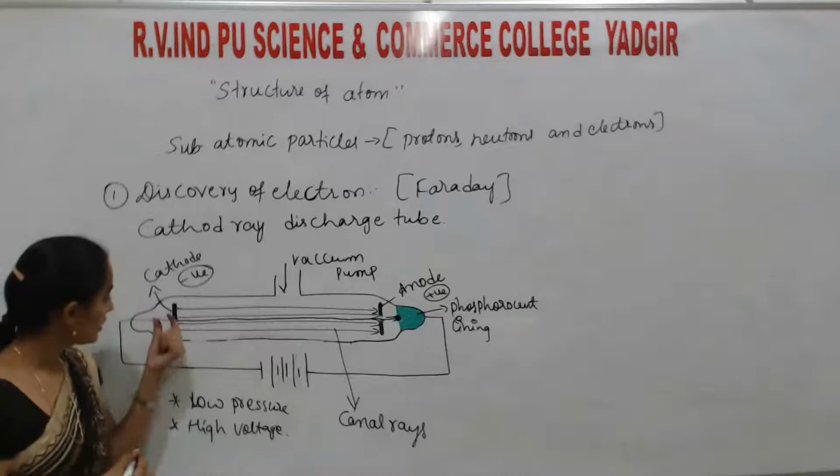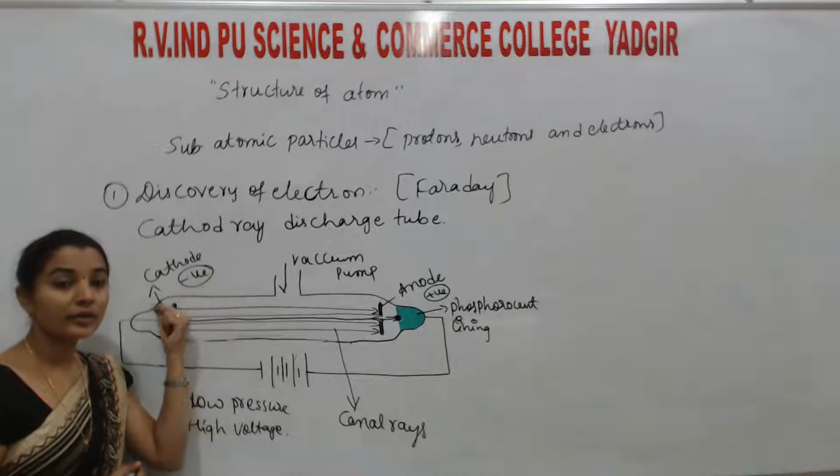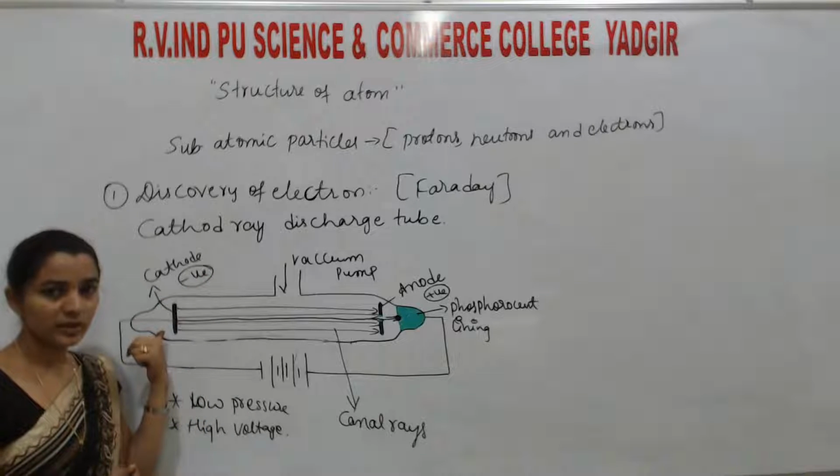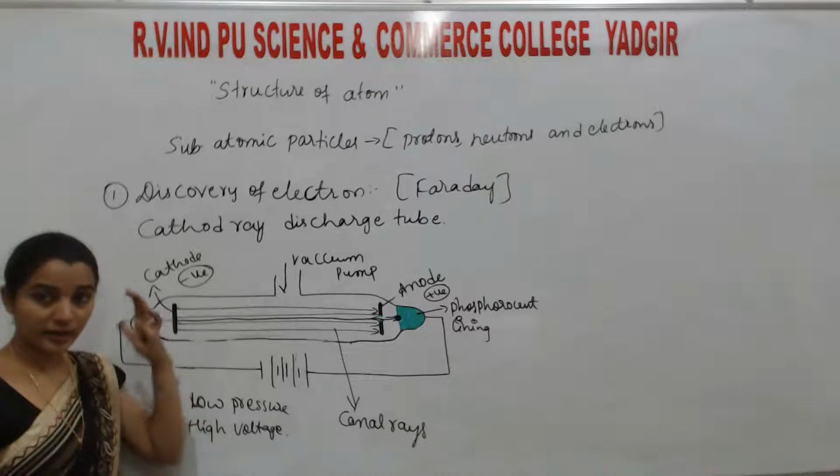Okay? So here it is negative in charge. Negative in charge means, of course, electrons are present here. Negative in charge means electrons. That was their assumption at that time.